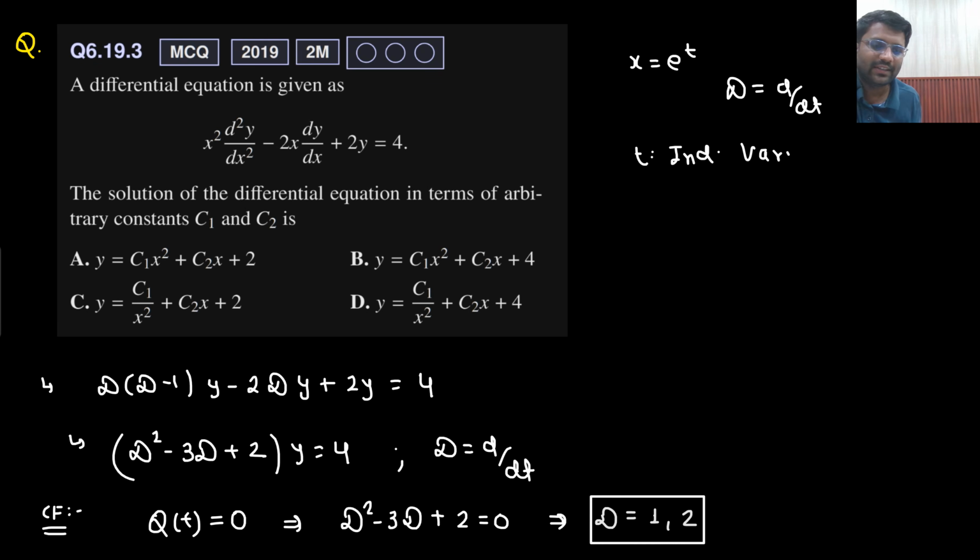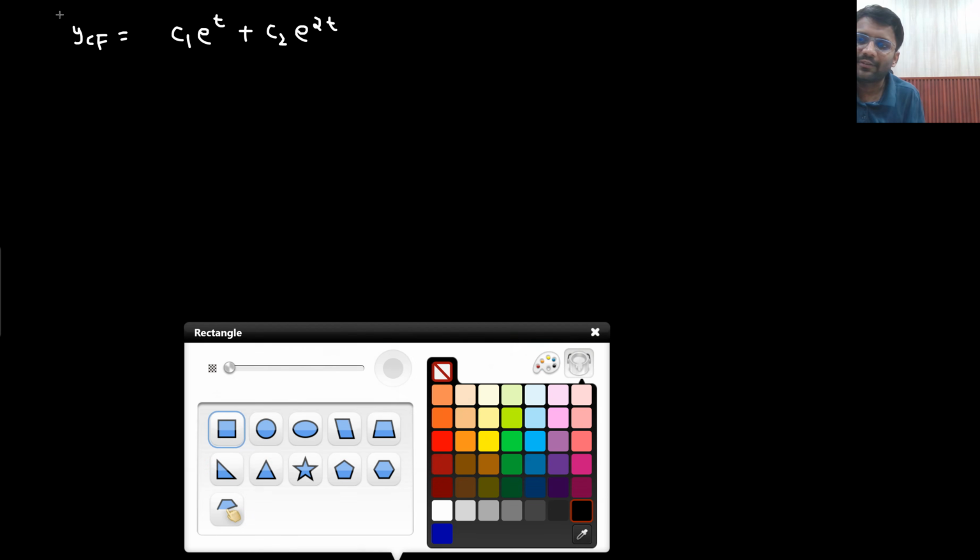So what will be your YCF? Sir, my YCF will come out to be C1 e to the power t plus C2 e to the power 2t. This will be my YCF.